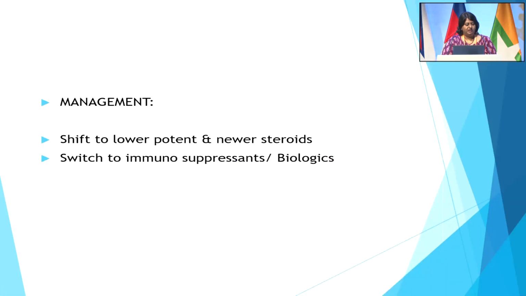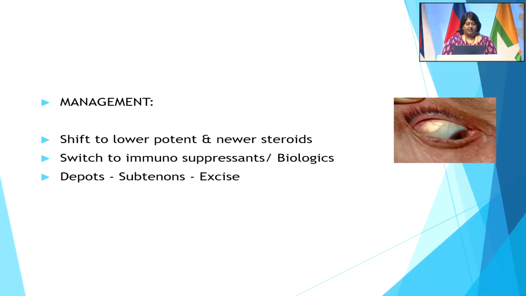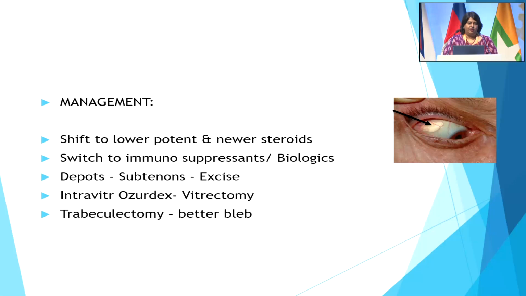Management: shift the patient to lower potent and newer steroids, or switch the patient to immunosuppressants or biologics if long term therapy is required. If it is a depot steroid like subtenon that is given, then you have to excise that steroid. And if it is an intravitreal Ozurdex, you can do vitrectomy to remove the Ozurdex. But if the Ozurdex needs to be kept in place, then you can go ahead and do a trabeculectomy. What we have seen is that trabeculectomy works better if there is a cover of steroids.